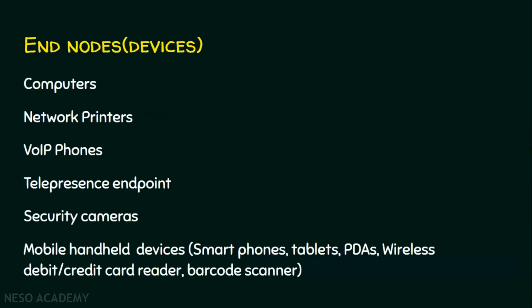Let's first see some examples for end devices. A computer is an end device, network printers, voice over IP phones, telepresence endpoint, this is mainly for video conferencing, security cameras, and many mobile handheld devices like smartphones, tablets, personal digital assistants, wireless debit or credit card reader, barcode scanner, and many more. We are done with end nodes.